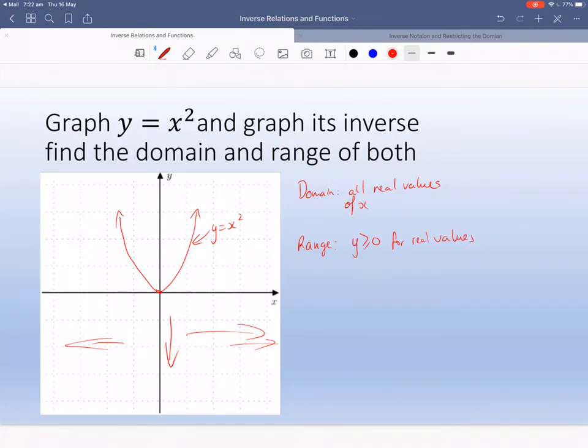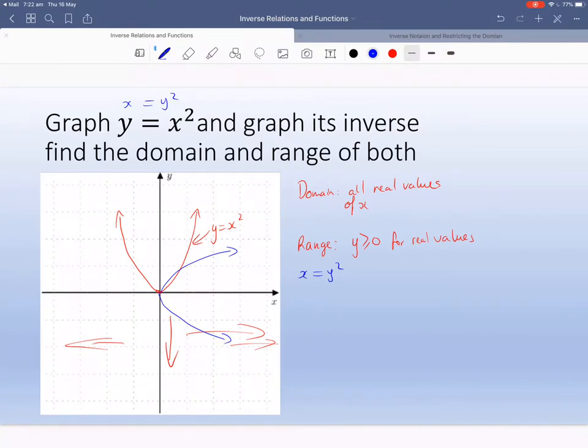Now, what is the domain and range of the inverse? I'm going to draw the inverse. You can draw it in Desmos, but essentially for the inverse, we swap x and y. So instead of y equals x squared, it'll be x equals y squared. So x equals y squared, and it actually looks like this. It's actually not a function anymore, it's an inverse relation.